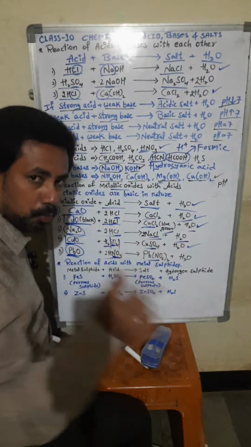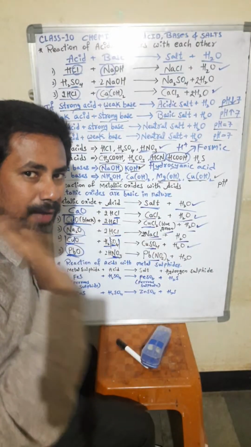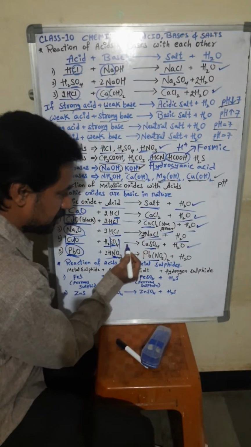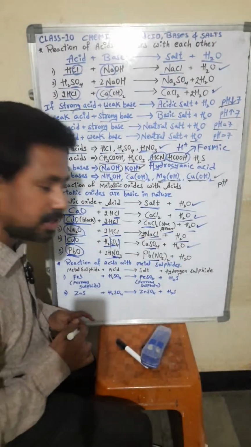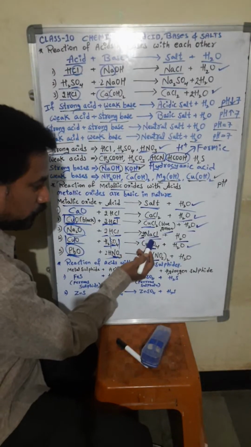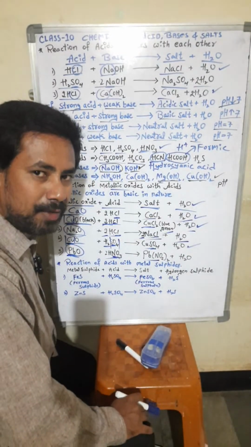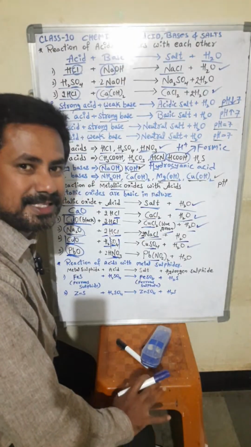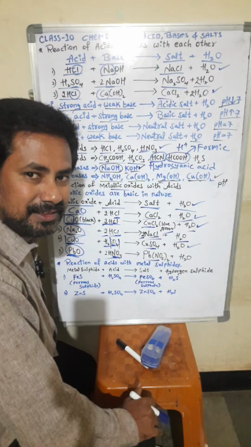This is a fixed formula, students. Lead nitrate, fixed formula, Pb(NO3)2. Learn it by heart. These numbers will change, but this formula will not change. CuCl2, NaCl, CuSO4, Pb(NO3)2. What is Pb(NO3)2? Lead nitrate. NO3 means nitrate, SO4 means sulfate, CO3 means carbonate.